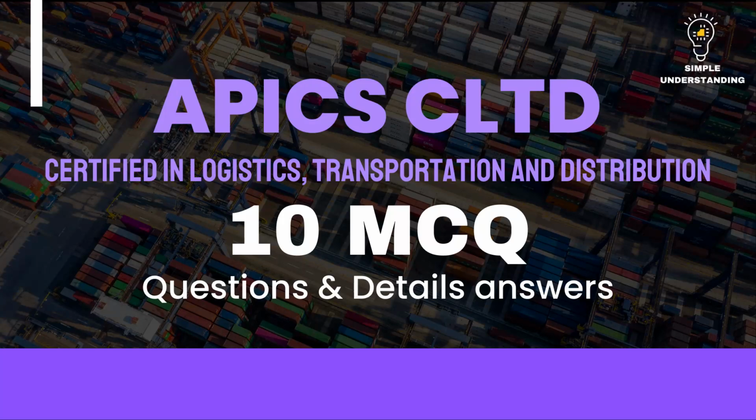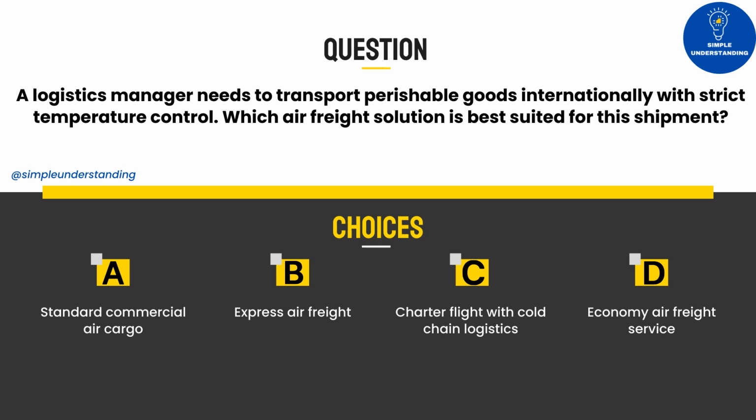Let's take a small practice test for Section D. 1. A logistics manager needs to transport perishable goods internationally with strict temperature control. Which air freight solution is best suited for this shipment? A. Standard commercial air cargo. B. Express air freight. C. Charter flight with cold chain logistics. D.